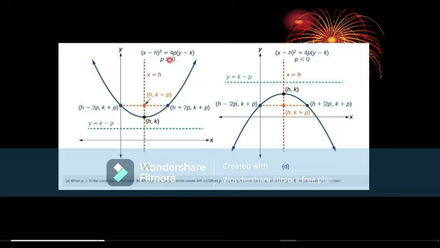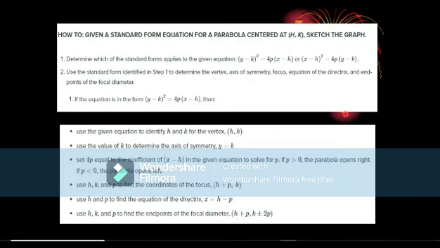Now, it opens upward when p is greater than 0. Here, the same standard formula, but when p is less than 0, it opens downward. So this is your focus, this is your vertex, this is your directrix, and this is your latus rectum. The endpoints of the latus rectum would be (h − |2p|, k + p) and (h + |2p|, k + p). Later on, we'll apply those concepts to the problems.